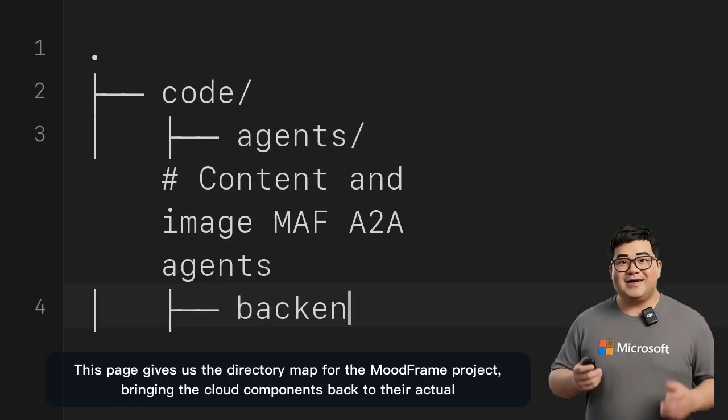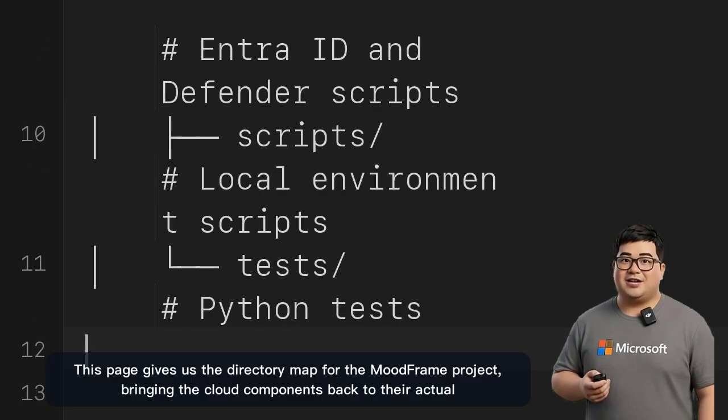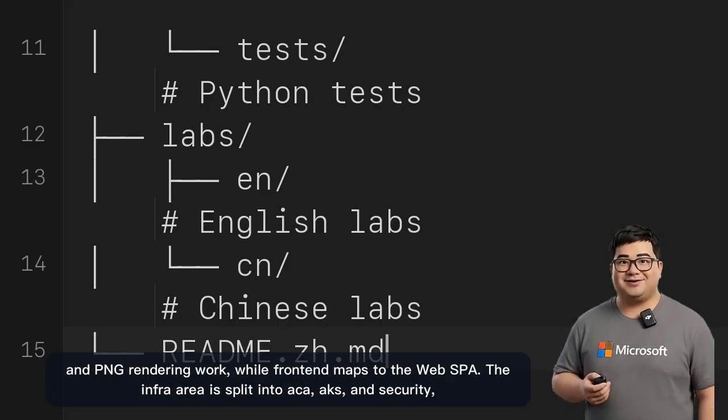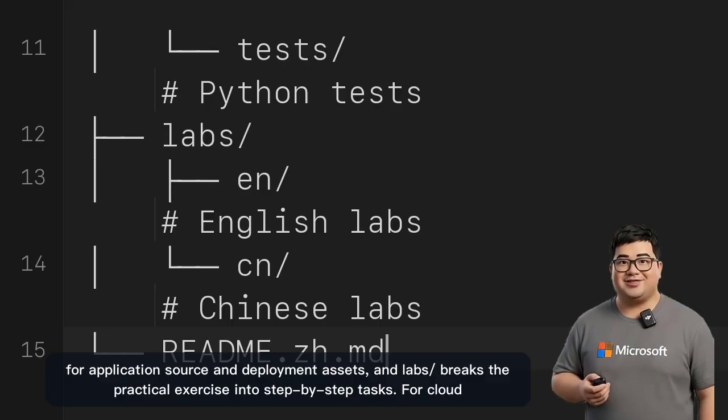This page gives us the directory map for the MoodFrame project, bringing the cloud components back to their actual implementation locations. The agents directory contains the two MAF A2A agents. Backend holds the FastAPI orchestration and PNG rendering work, while frontend maps to the web SPA. The infra area is split into ACA, AKS, and security, supporting Azure Container Apps, AKS, and the related Entra ID and Defender configuration. Code is the main workspace for application source and deployment assets, and Labs breaks the practical exercise into step-by-step tasks.